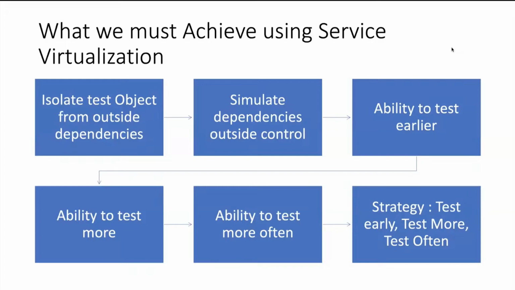So to take care of that, apart from service virtualization, we use stubbing. Both these techniques, stubbing and virtualization, help us create our simulations. Those simulations mimic the behavior of the platform, and that is what can be used for end-to-end testing. When we use simulations in our integration and end-to-end testing, there are certain benefits. First, we'll be able to test early. Second, you'll be able to test more. Third, you'll be able to test often, and that should be our test strategy: test early, test more, test often.